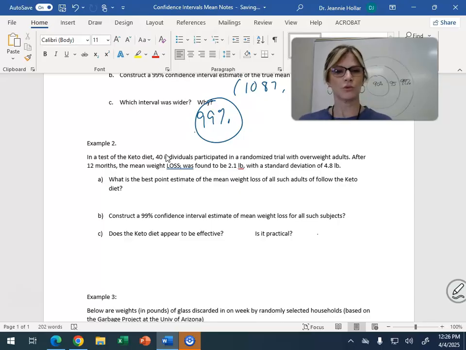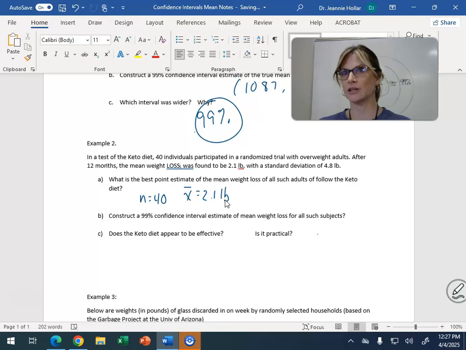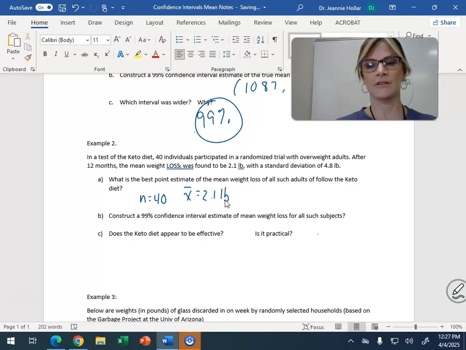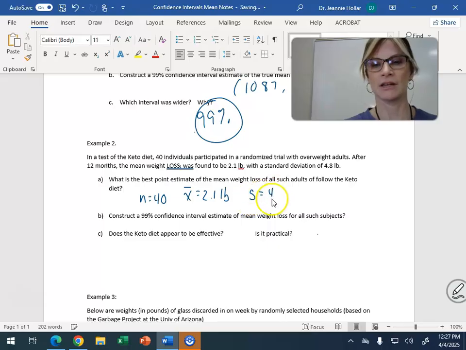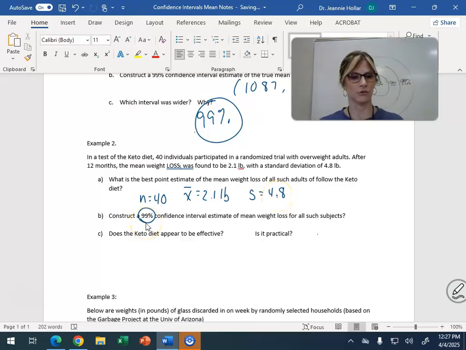So 40 individuals participated in this. So we have 40. After 12 months, the mean weight loss was 2.1 pounds. So they did lose weight. They lost 2.1 pounds in an entire year. Okay, the standard deviation was 4.8. That's the sample standard deviation is 4.8. And we're doing a 99% confidence interval.